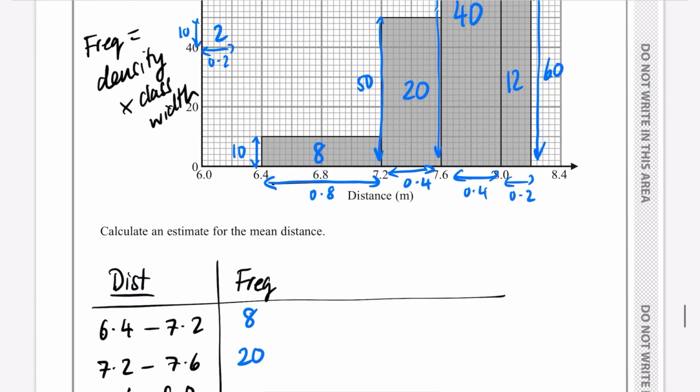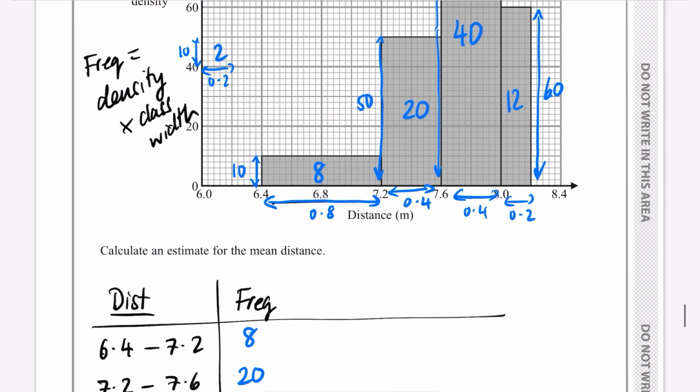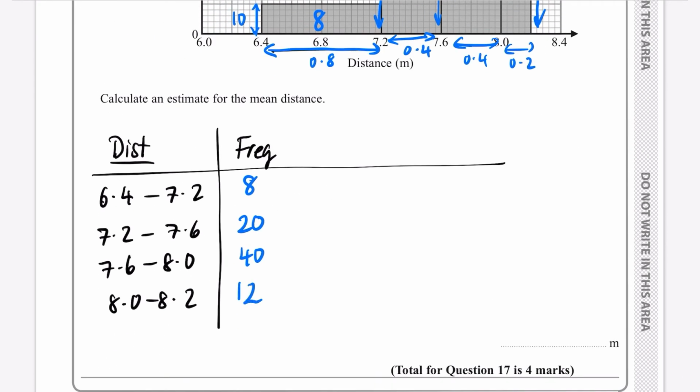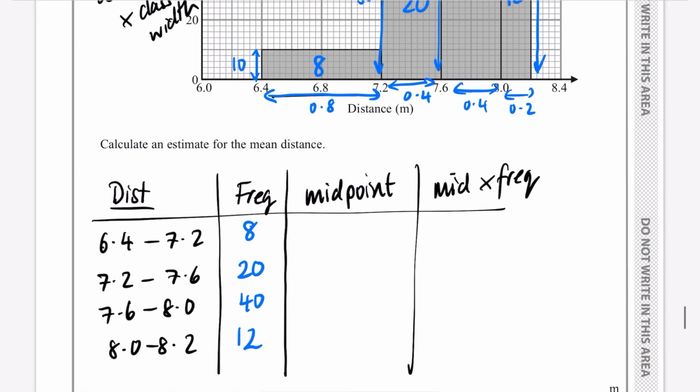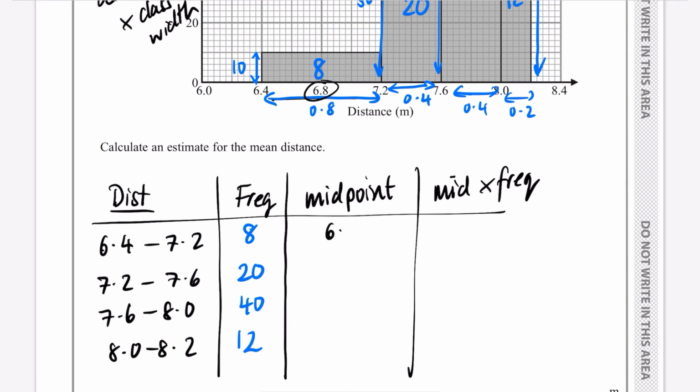Okay, so now we've got our 20, we have our 40, and we have our 12. We're now going to change this into an estimate of the mean. To do that, we take our midpoint and multiply it by the frequency. The midpoint of the first group, you can visually see it, is 6.8. The midpoint of the second group between 7.2 and 7.6 is 7.4. We then have 7.8, the middle of these, and our last one is 8.1.